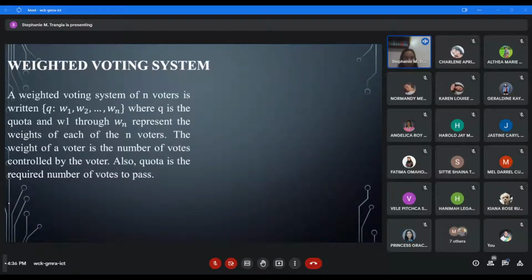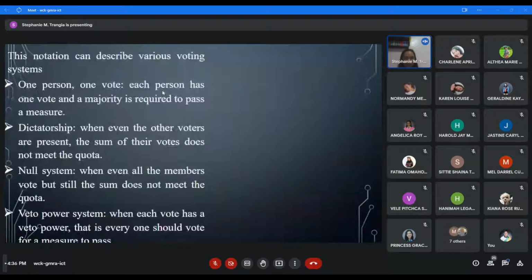So the weight of a voter is the number of votes controlled by the voter. Also, the quota is the required number of votes to pass. This notation can describe various voting systems. So we have one person, one vote, meaning each person has one vote and a majority is required to pass a measure.